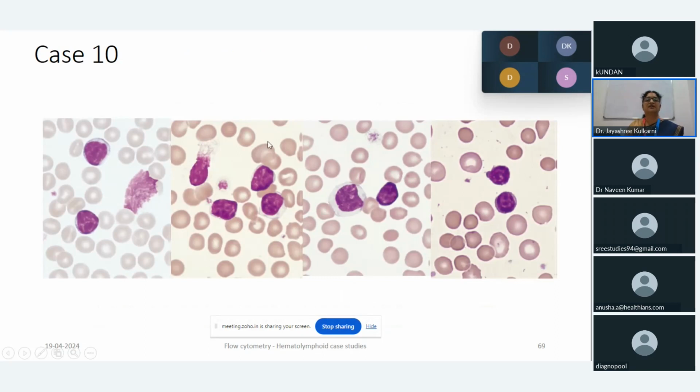Case number 10 is a spotter, all small mature lymphocytosis, found in a very normal health check. You have these basket cells, yeah, smudge cells.